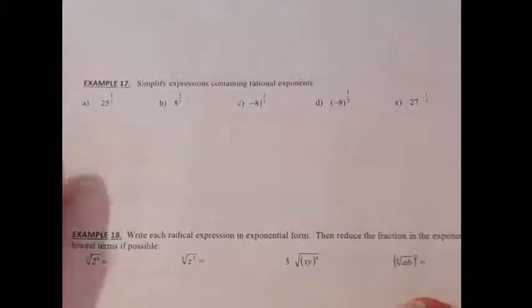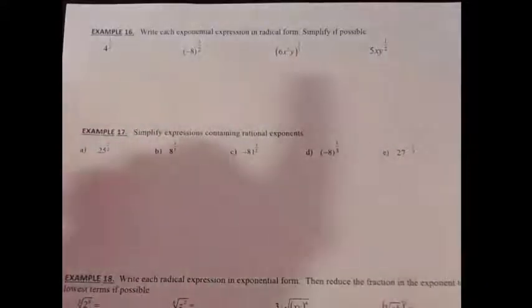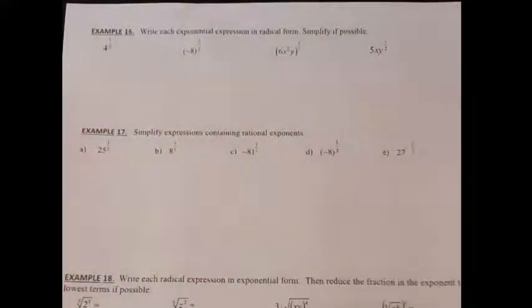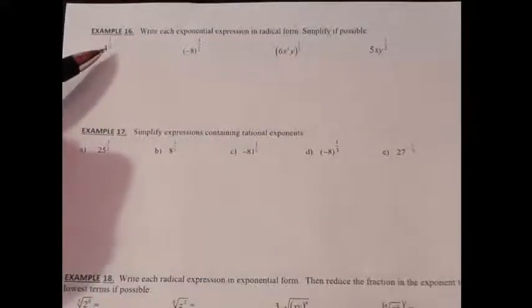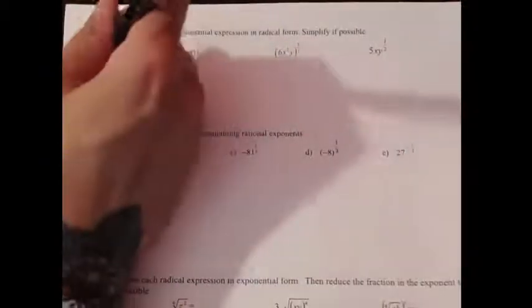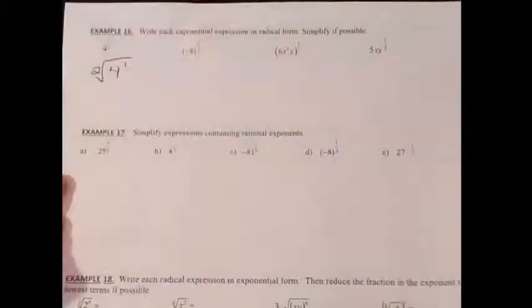Okay. This time, we want to go backwards. So we want to write each exponential expression in radical form. And then we want to simplify if at all possible. Okay, for the first one, we have 4 to the power over root, 1 over 2. So my power is 1, my root is 2. Now that I have this written in radical form, the square root of 4 is simply 2, and I'm done.